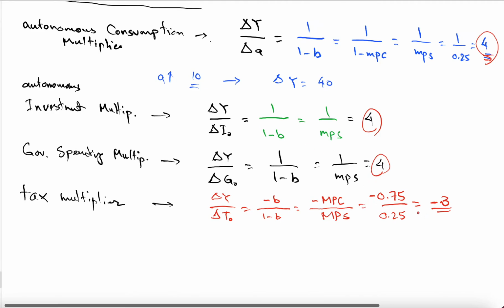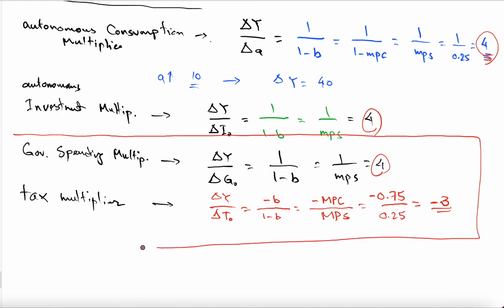So the negative sign is very important. The negative sign is showing that it's going in the opposite direction, whereas with investment, government spending, and autonomous consumption multipliers, we're going in the same direction. If the government spending is increasing, the GDP is also increasing 4 times more, something like that. So this multiplier effect is suggesting that government can measure the magnitude of recession or expansion, and with the help of their control variables, bring the economy to the ideal position.